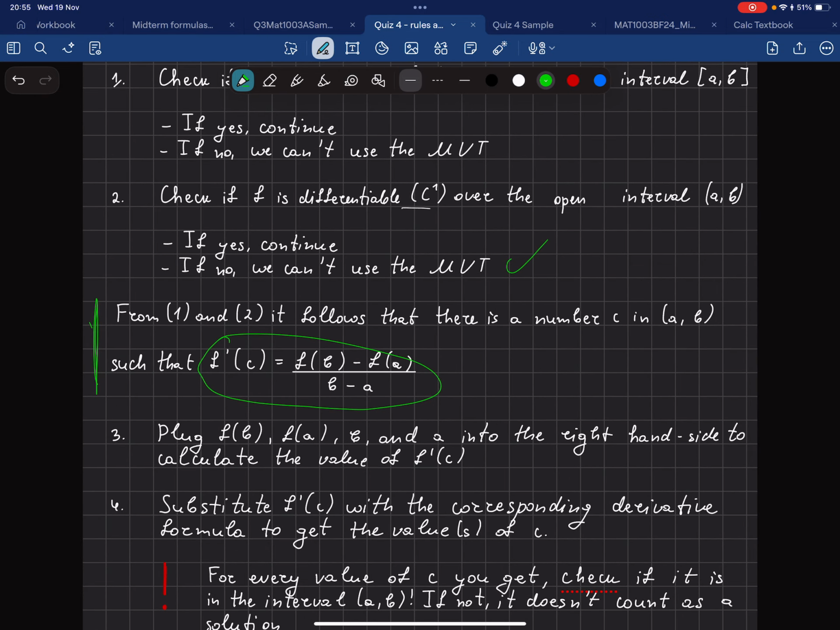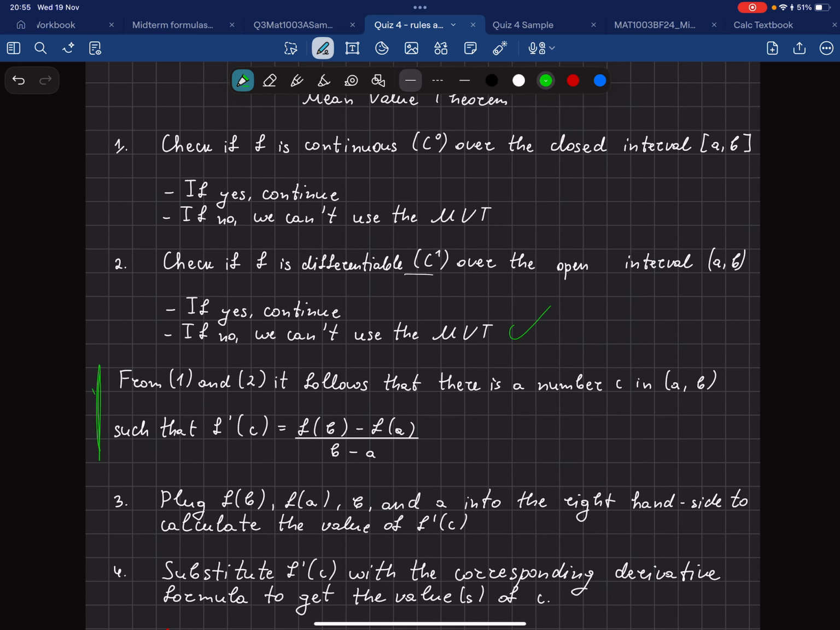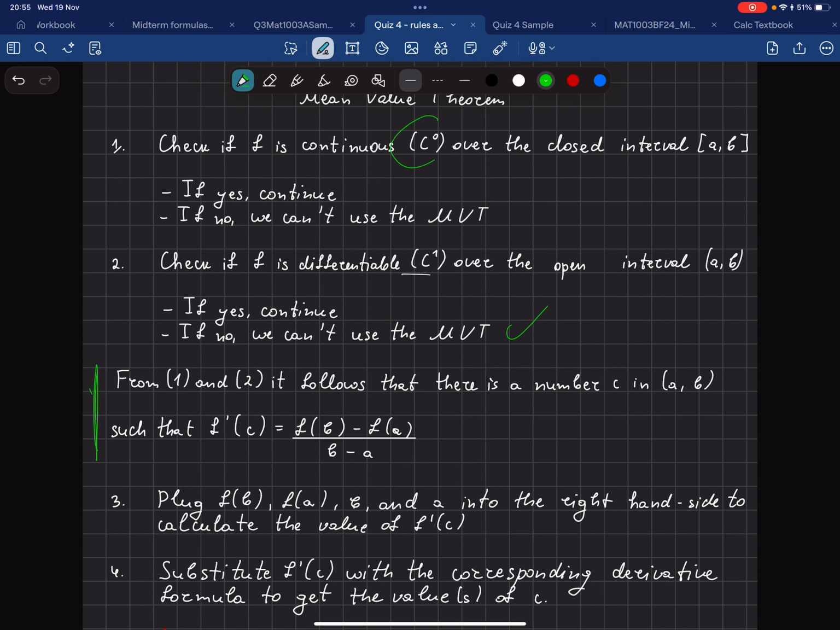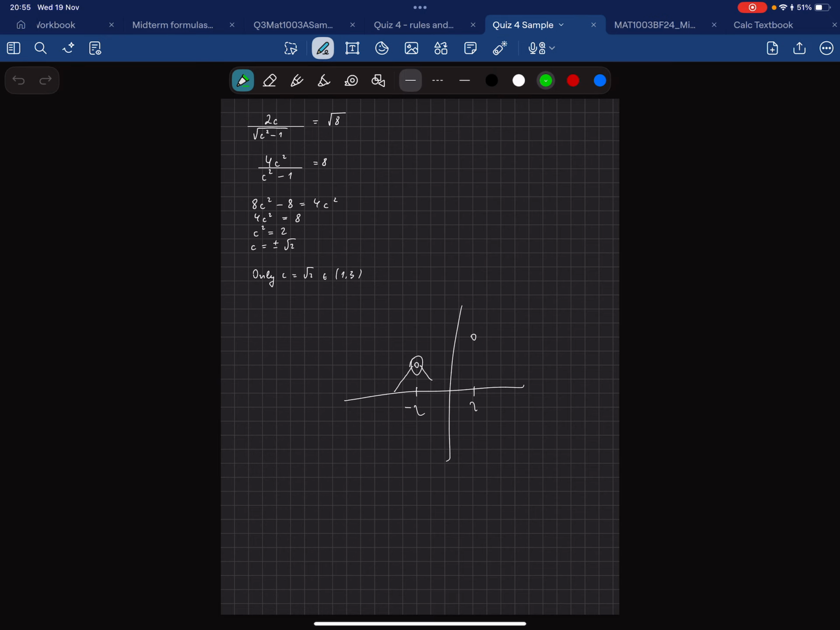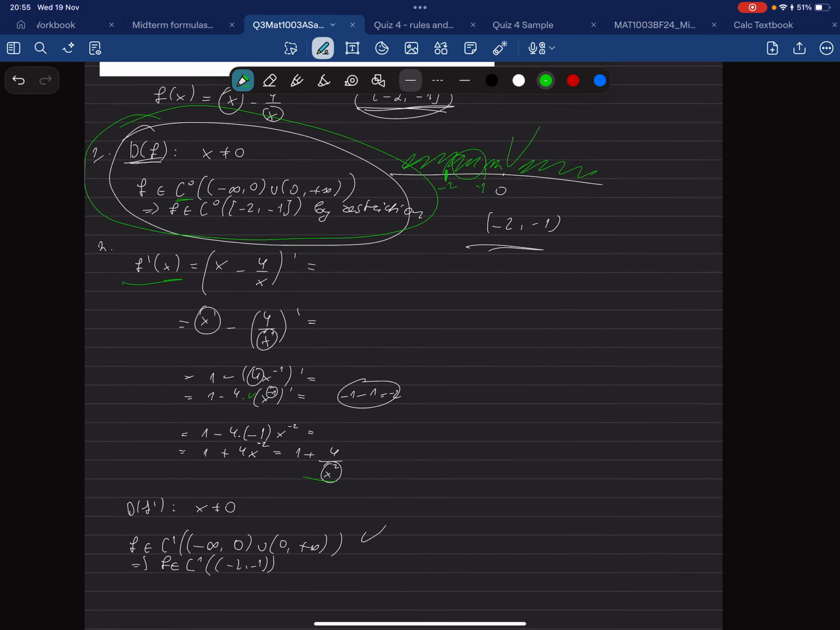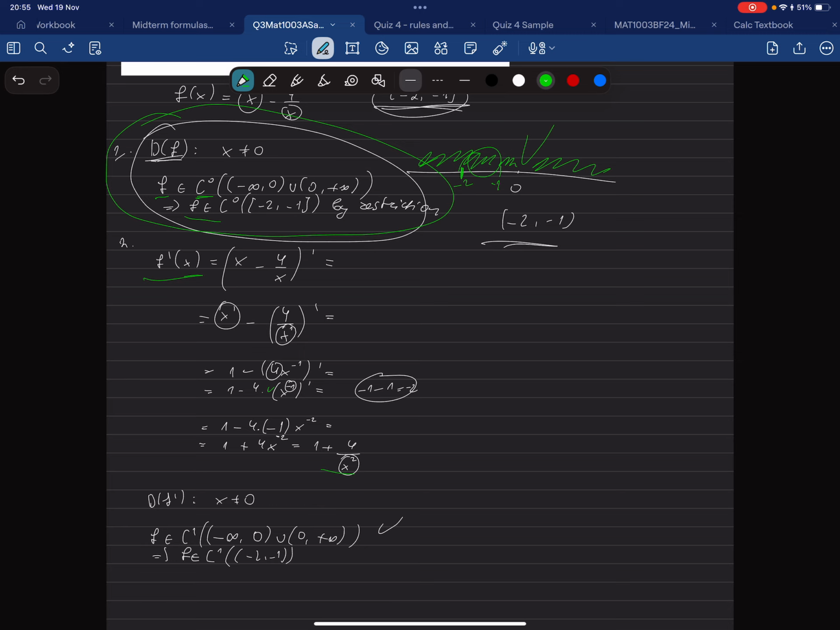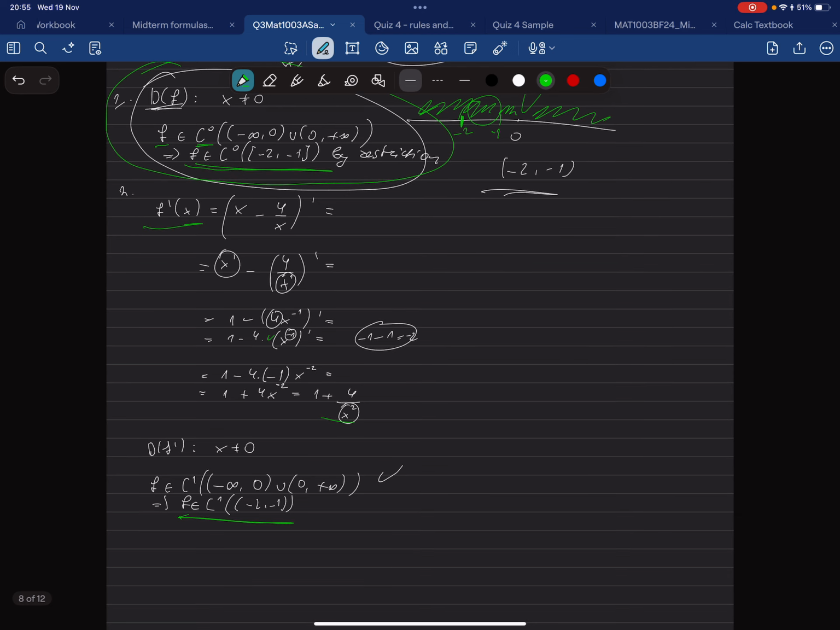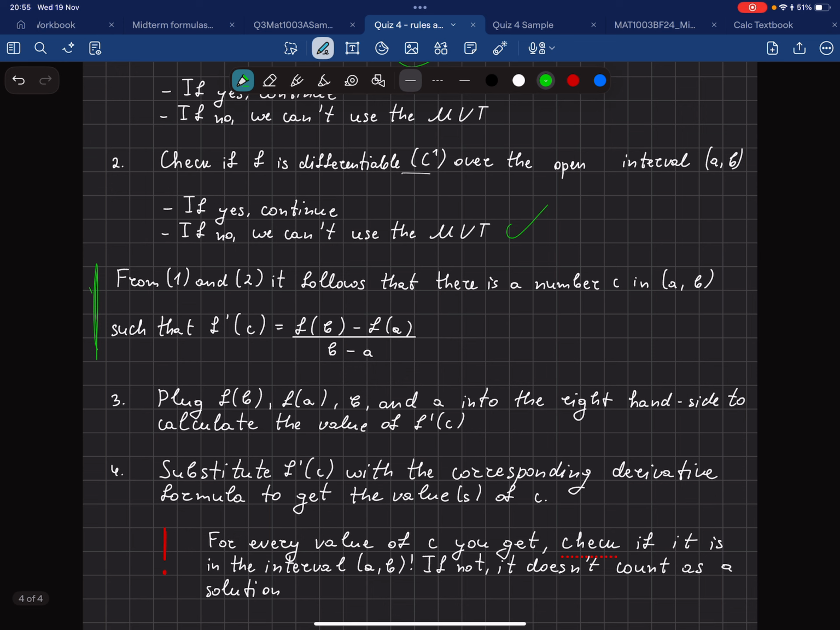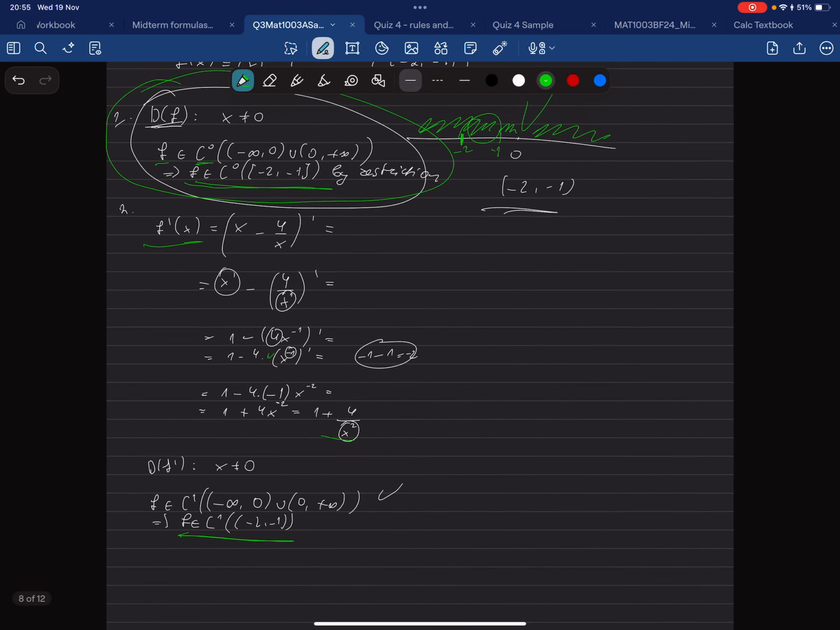Oh, by the way, you actually need to write a full sentence on the exam. So you need to write it the following way. We prove that f is continuous over the interval -2 to -1, and f is differentiable on the interval -2 to -1. Therefore, by the mean value theorem, it follows that there is a number c in, by the way, what's a, what's b? Whatever the numbers are.